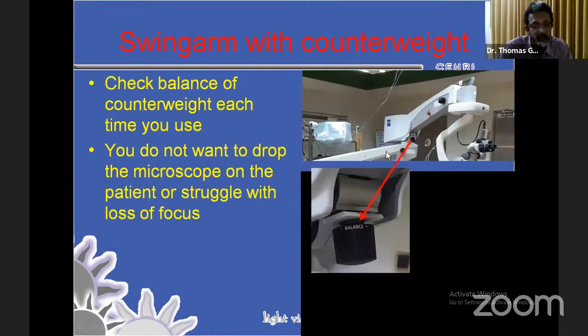One thing that most of us are unaware of is how to balance the microscope. You have a knob at the back end of the swing arm with a plus and minus on it, and this knob is turned to increase the leverage of the counterweight. There's a huge counterweight in here which is balancing this microscope's up and down movement like a seesaw. You do not want to drop the microscope onto the patient, so this has to be adjusted perfectly.